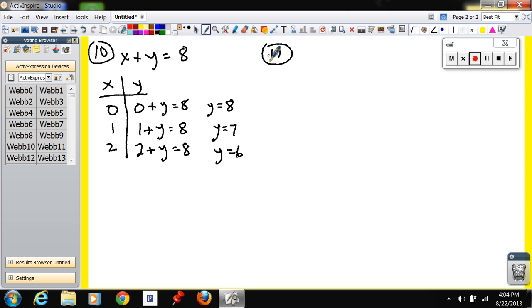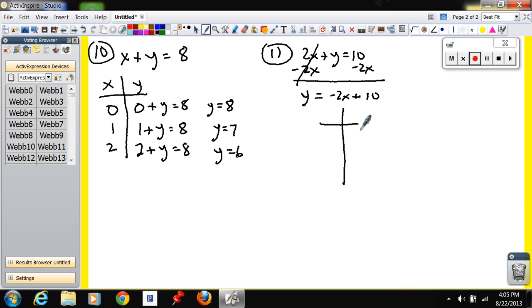For 11, 2x plus y equals 10. I think it would be better if we subtracted the 2x and got y by itself, because then we can get our output right away. So these would cancel out. You'd have just y on the left side, and negative 2x plus 10 would be your function. So this is what's going to happen. We drop an input, we do this, and then we get our output. So let's see what we get here.